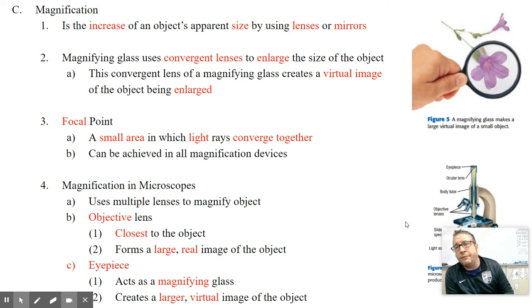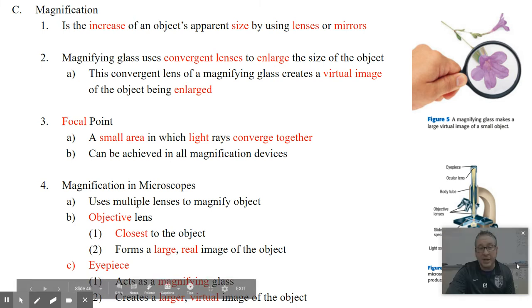Microscopes. You should have all probably used microscopes by this point in your science career. It uses multiple lenses to magnify an object. There's an objective lens, which is closest to the object. It forms a large real image of the object. Then there's the eyepiece. Okay, it acts as a magnifying glass and creates a larger virtual image of the object.